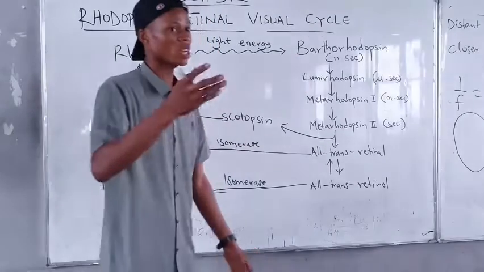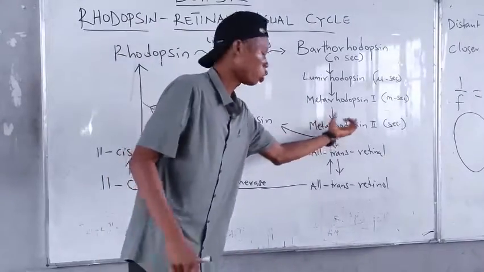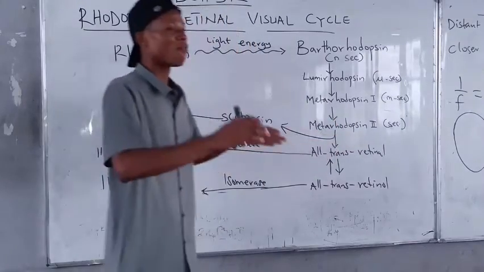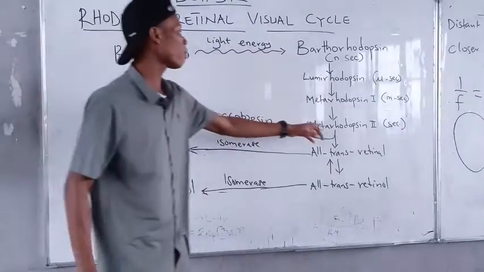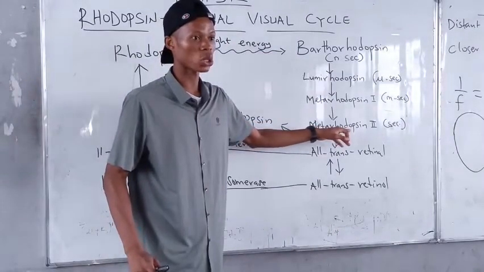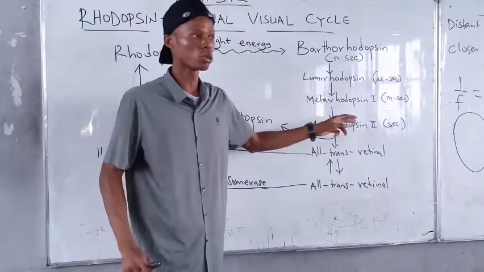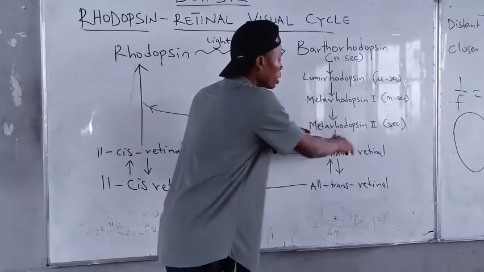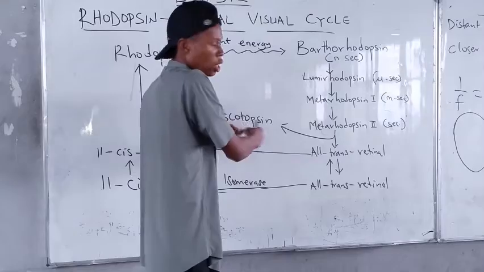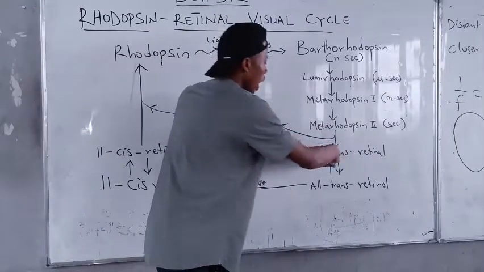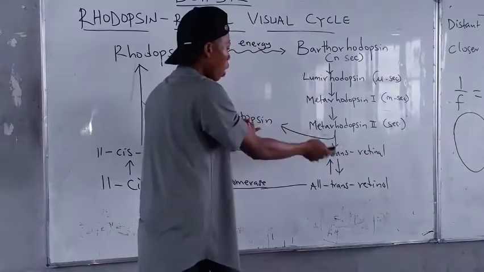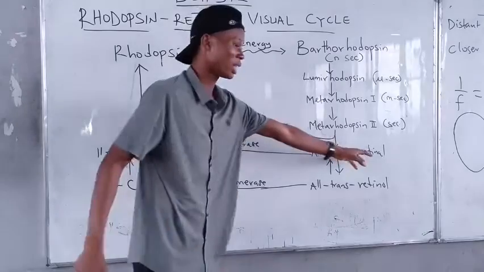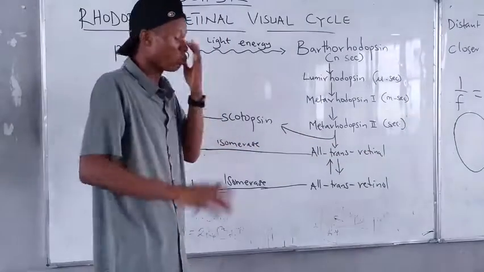Slowly now, metarhodopsin 1 will be converted to metarhodopsin 2, which is a very small process, in seconds. Now, this metarhodopsin 2 is also called activated rhodopsin, right? It is from metarhodopsin 2 that the all-trans retinal will completely dissociate from the opsin. So at this point, they are finally dissociated. Our all-trans retinal is now here, and our opsin is now here, dissociated from each other.